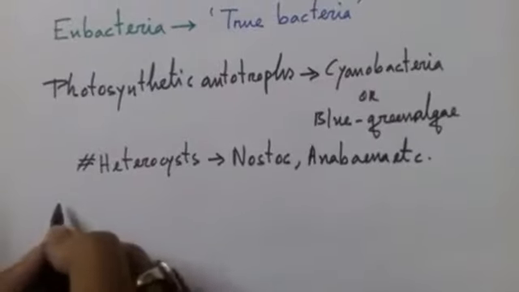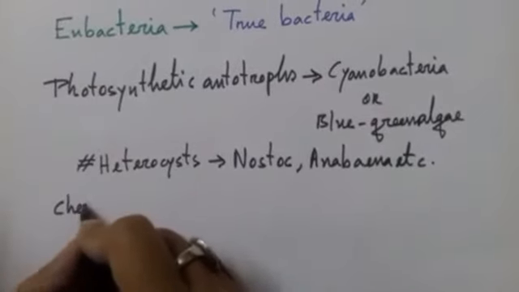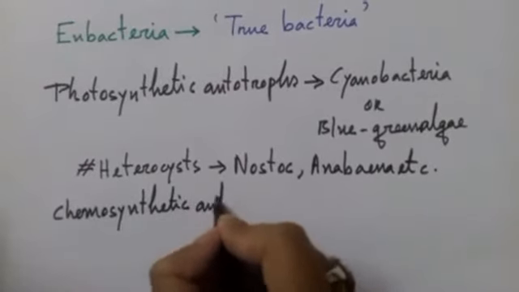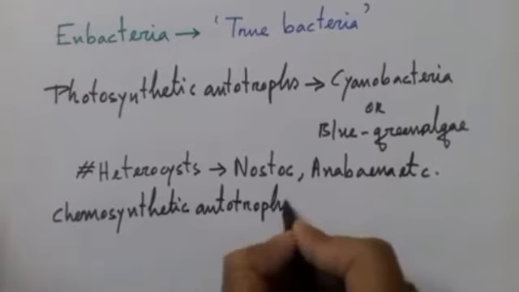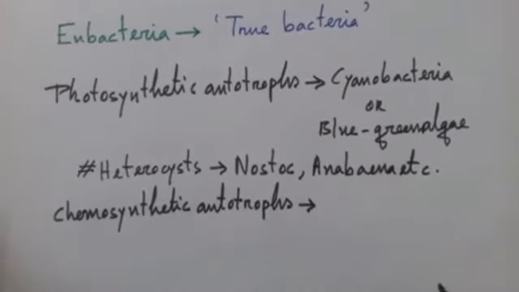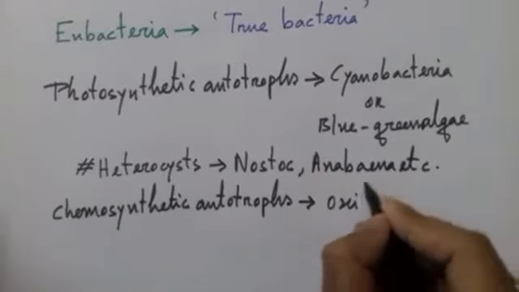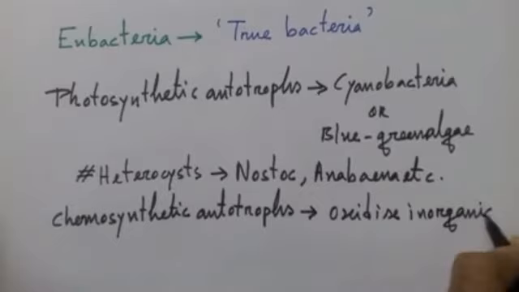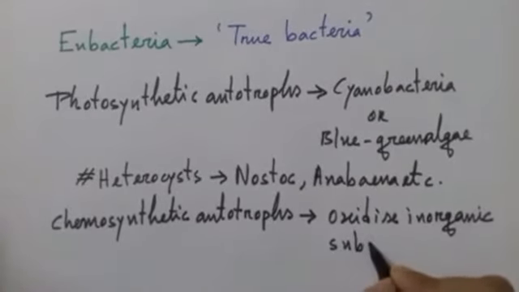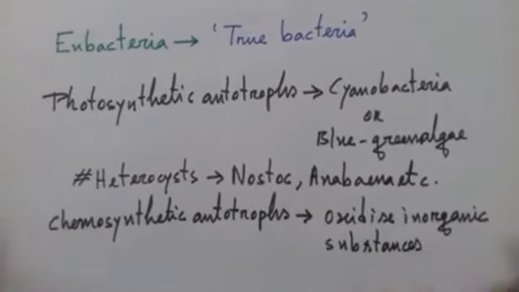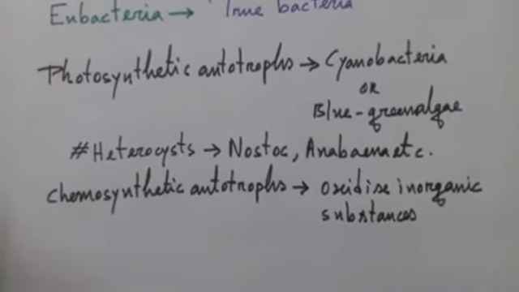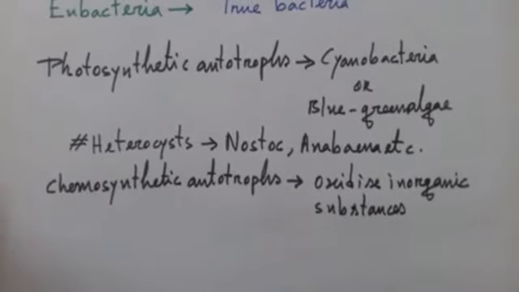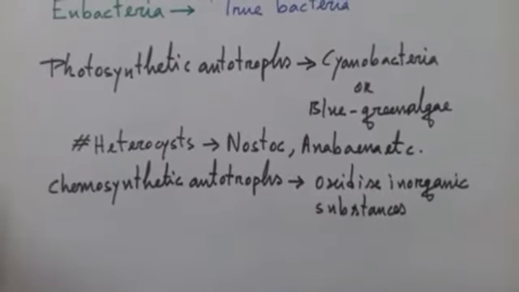Now, chemosynthetic autotrophs. Chemosynthetic autotroph bacteria oxidize various inorganic substances like nitrates, nitrites, and ammonia and use the released energy for their ATP production. They also play a great role in recycling nutrients like nitrogen, phosphorus, iron, and sulfur.